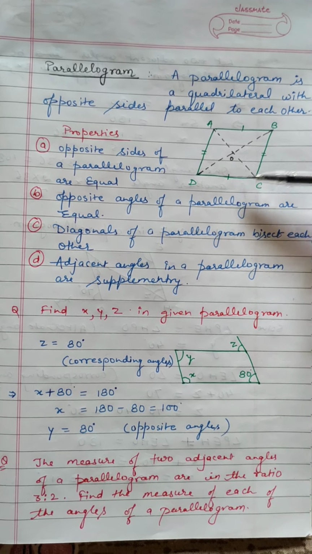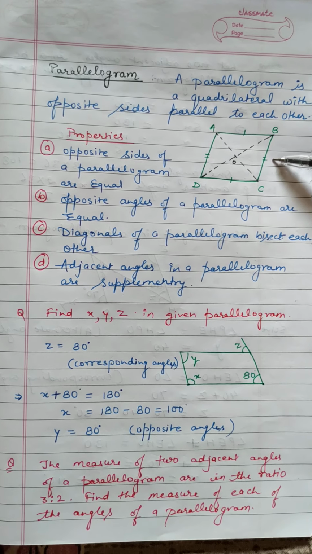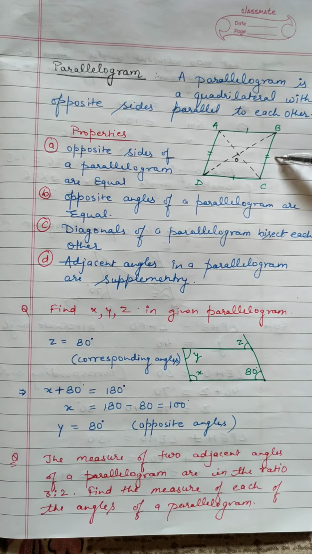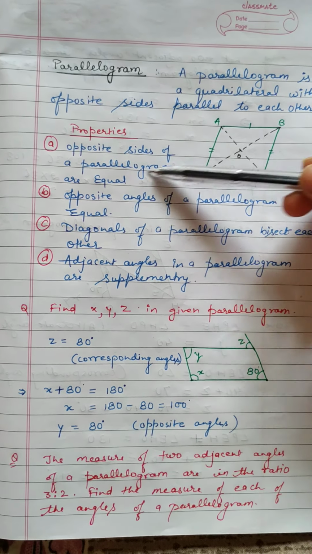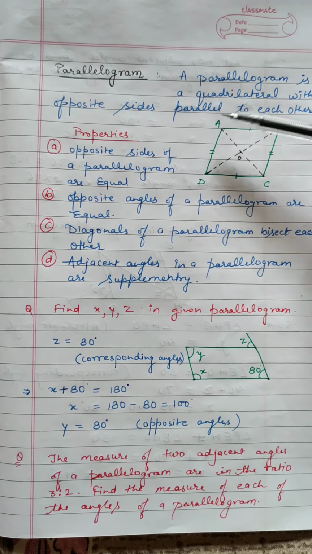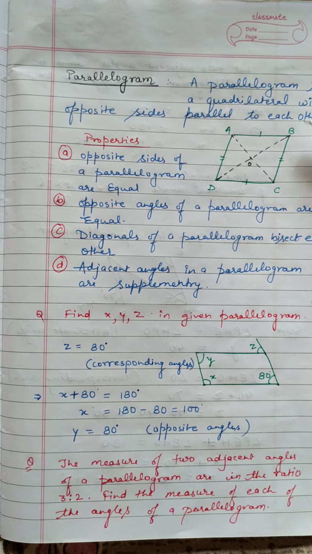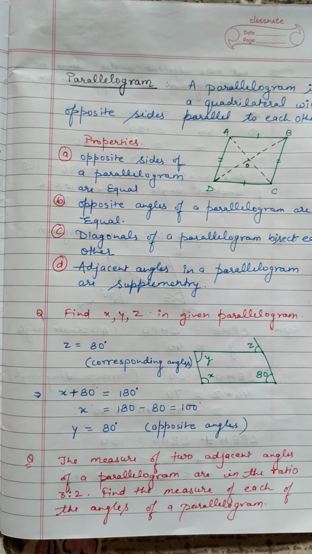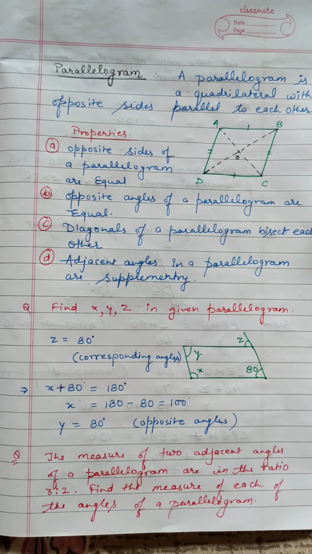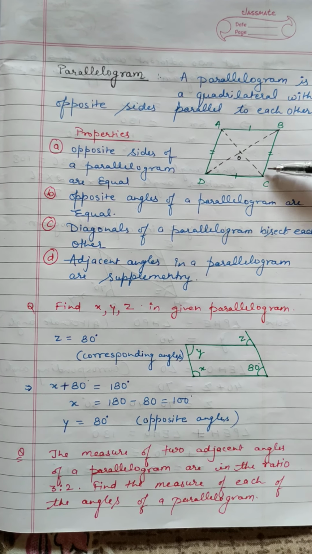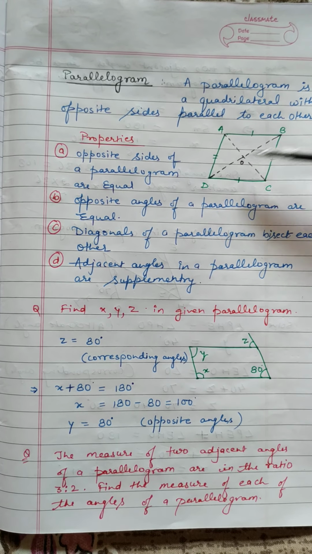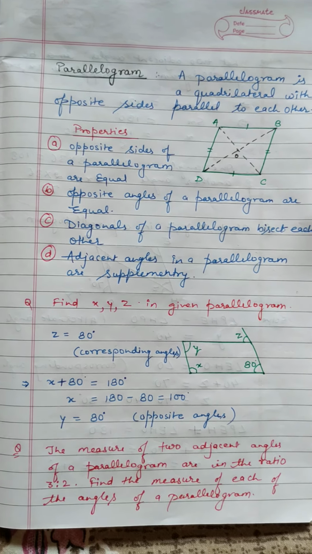Opposite sides are parallel to each other. What are the properties of a parallelogram? First, opposite sides of a parallelogram are equal. That means AB is equal to DC. AB is parallel to DC. Same for AD and BC. Opposite angles of a parallelogram are equal. Angle C is equal to angle A. Angle B is equal to angle D.